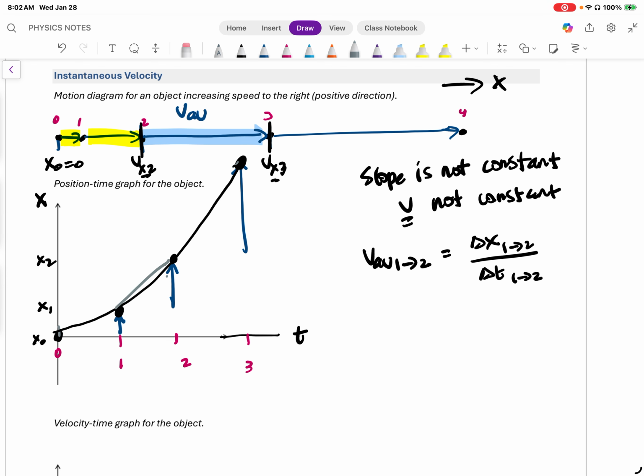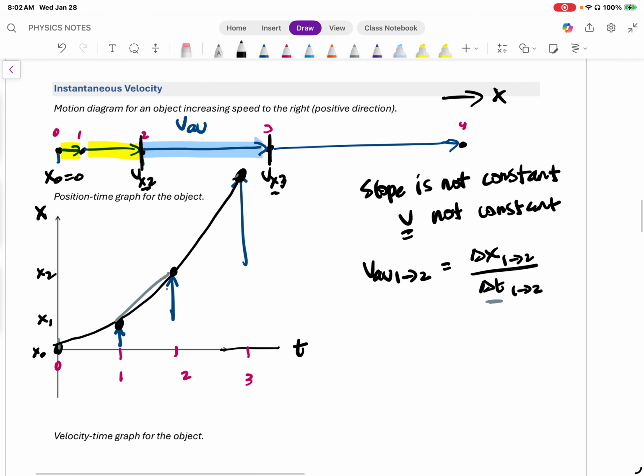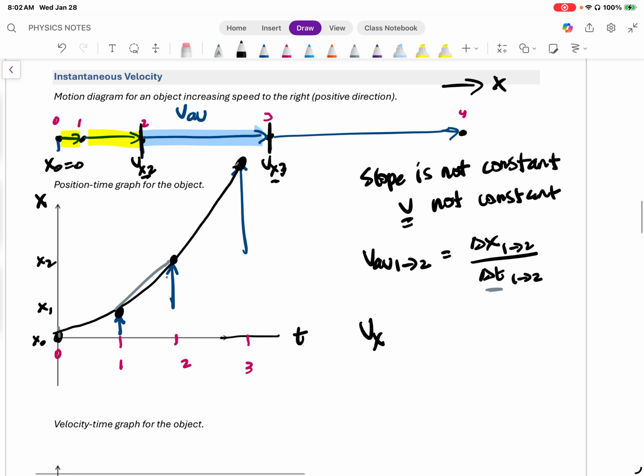Again, this gray line is my average velocity from 1 to 2. If I shrink this time interval, the smaller I make it, the closer I'm getting to approximating the actual value of the velocity at a given point in time. To do this, we use the limit as my delta t approaches 0 and ultimately get to the derivative that we use for our instantaneous velocity. So our instantaneous velocity is going to be v sub x.